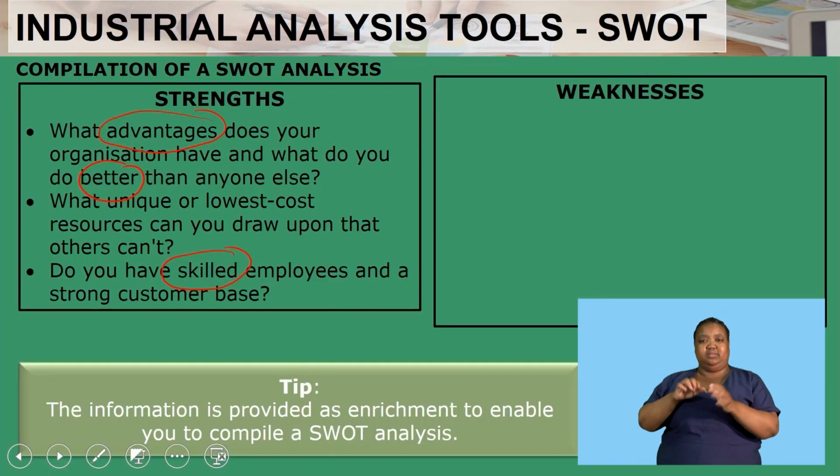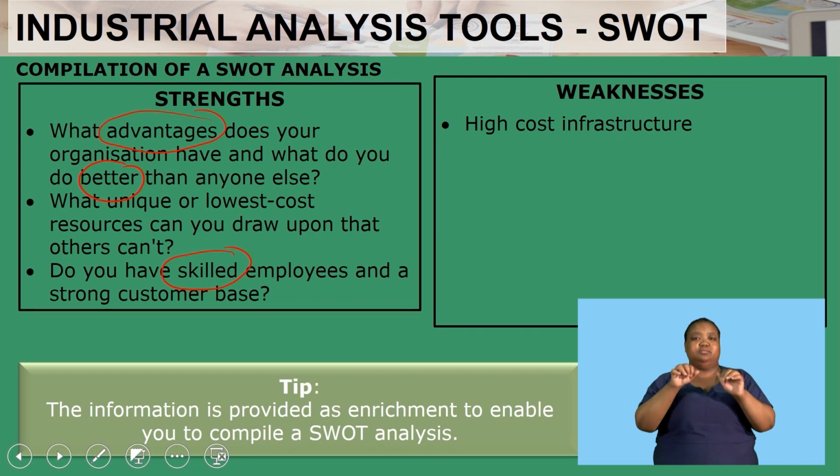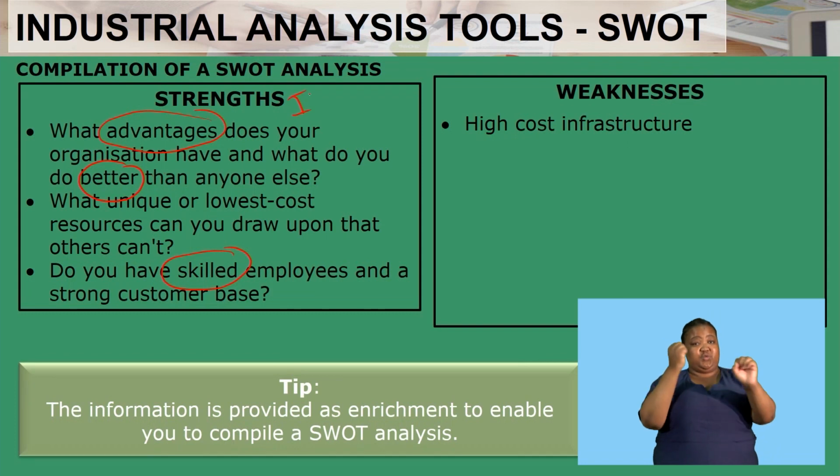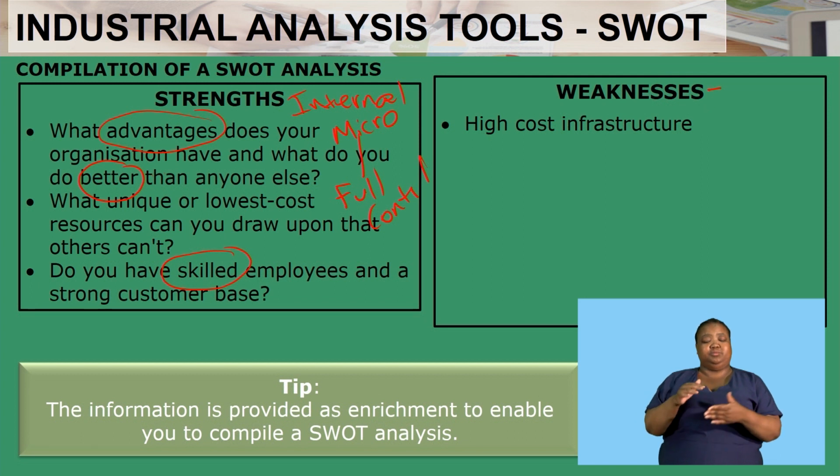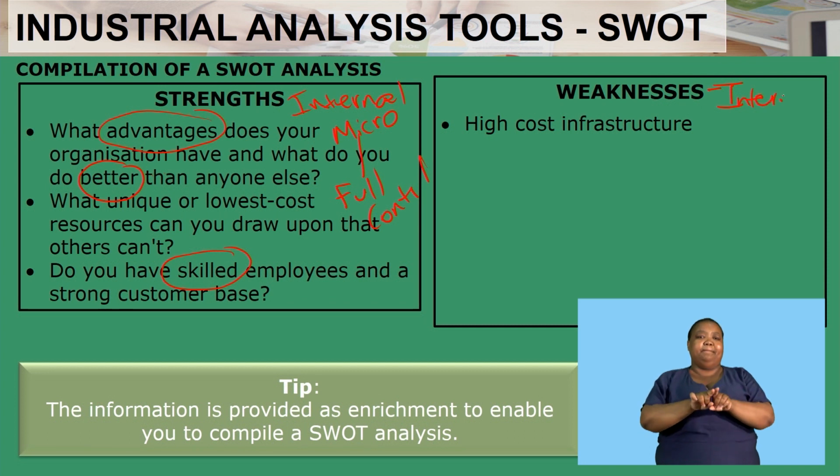And then W is for the weaknesses. With weaknesses, we're talking about high cost infrastructure. Another thing you mustn't forget: strengths are internal. If it's internal, remember it's micro. And if it's micro, it means we've got full control. We can control it. Weaknesses are also internal, my bad, same applies as strength. It is also micro, and we also have full control over it.